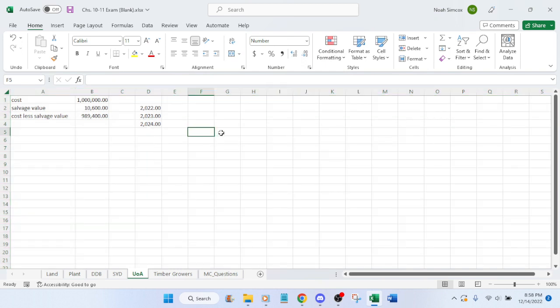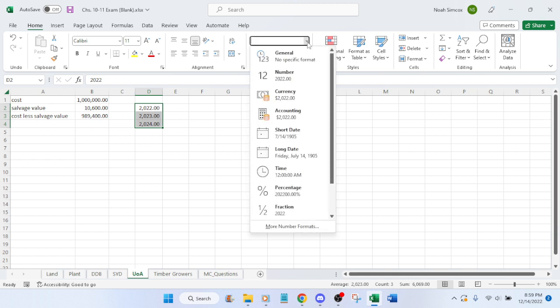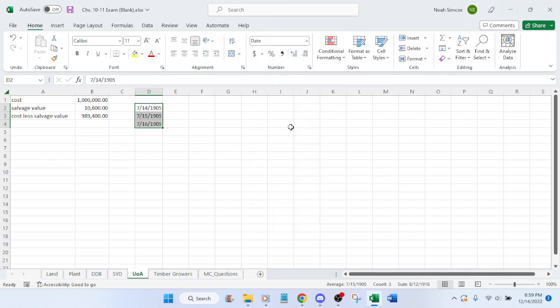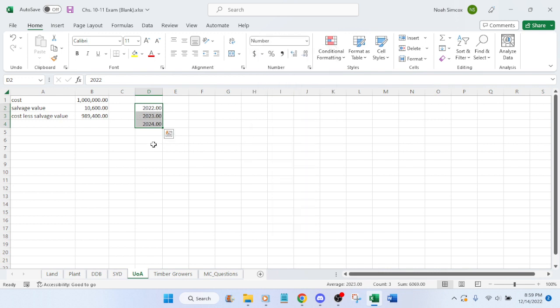This is funny. But these are supposed to just not be that. Get rid of it! What if we just did dates? Oh, undo! Why can't you just do a year? I just want a year. We'll just put number. And then now it shows the year correctly.